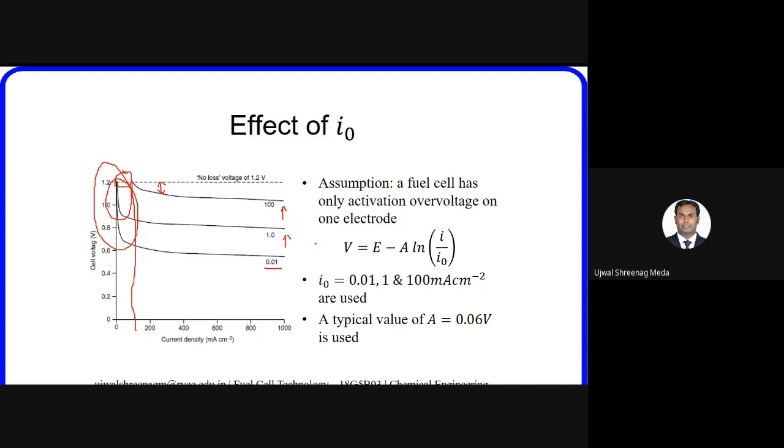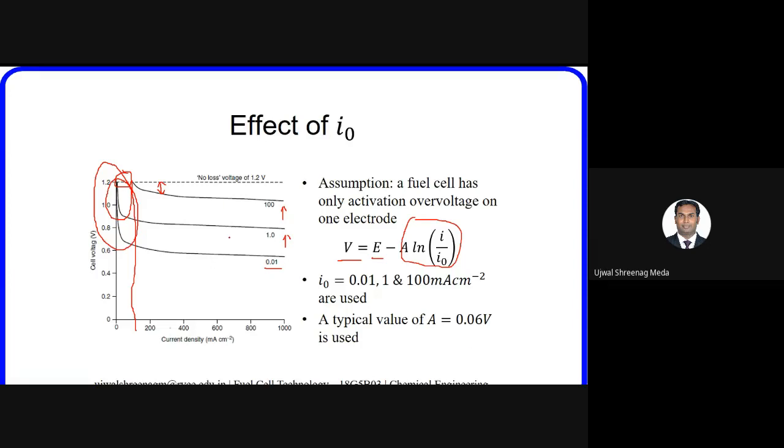And these plots are based on an assumption that the loss in a fuel cell is only because of activation loss. So with that assumption, it is very clear that by increasing the exchange current density, the activation losses can be brought down. So the actual voltage can be obtained by taking out the loss due to activation from the no loss voltage.